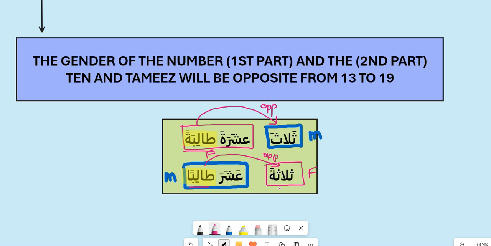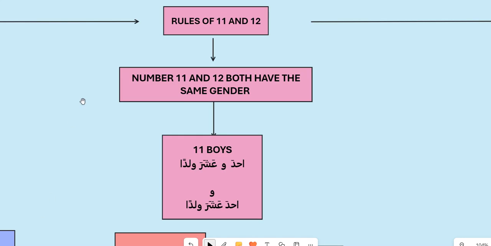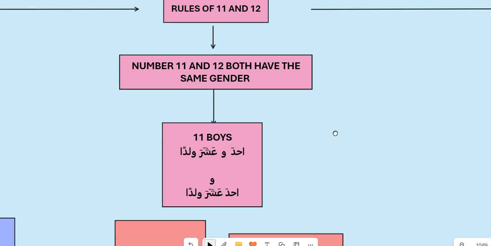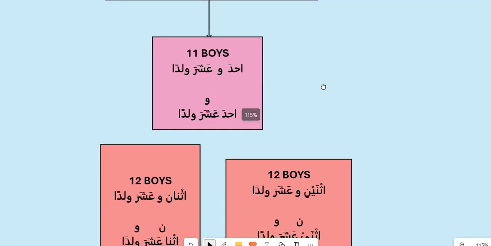So now here you can see the rules of 11 and 12 with examples. They both have the same gender. For example, ahada wa ashara, as I told you, the waw in between has been deleted, and the moment the waw was taken out from the number ahada ashara, or from 11 to 19, what happened? It became mabni on fatha. And you can see the same gender, male, male and male. So this is a simple example here, 11 boys, ahada ashara waladan.